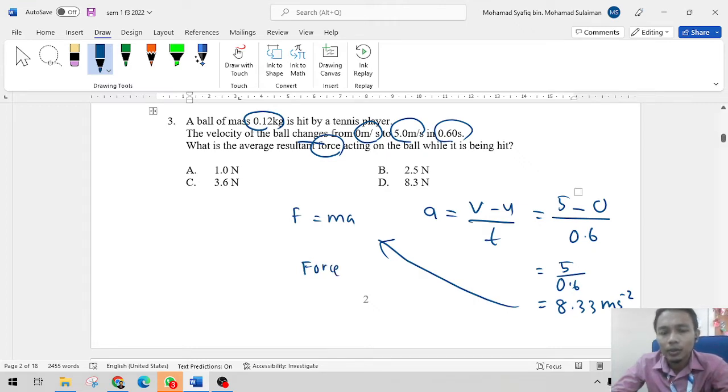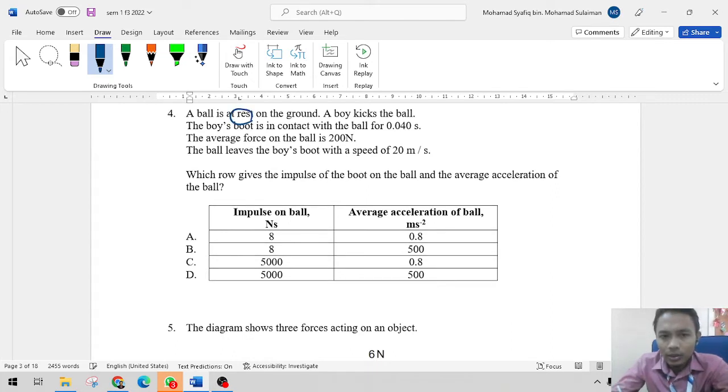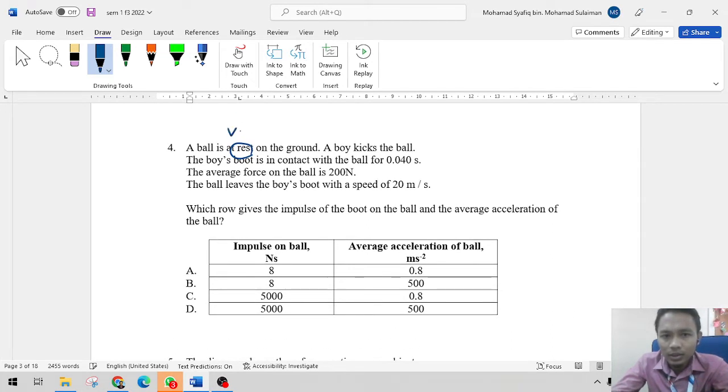Right, number 4. The ball is at rest, so that means the initial velocity is 0. Then a boy kicks the ball, in contact for 0.04 seconds, so this is the time. The average force is 200 Newton, and the ball leaves the boy at speed 20 meter per second, so this one is the velocity. Right, find the impulse on the ball and the average acceleration of the ball.